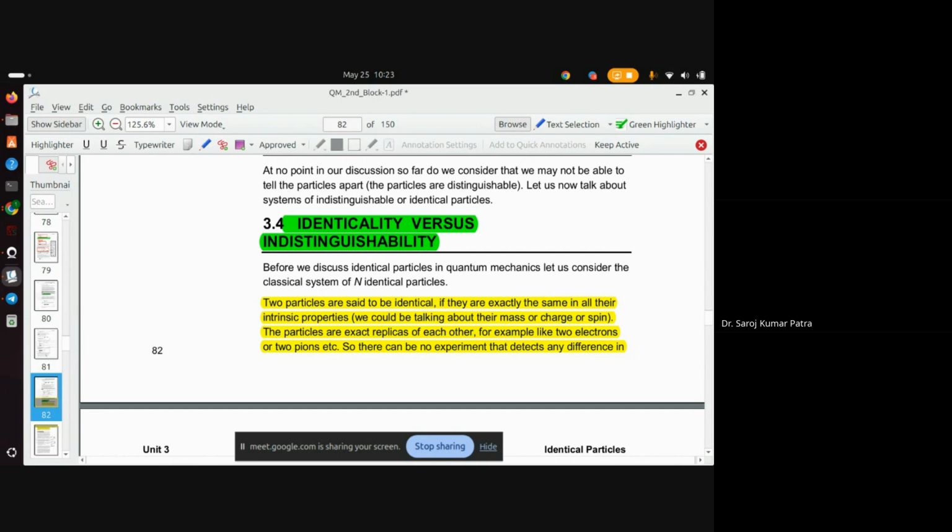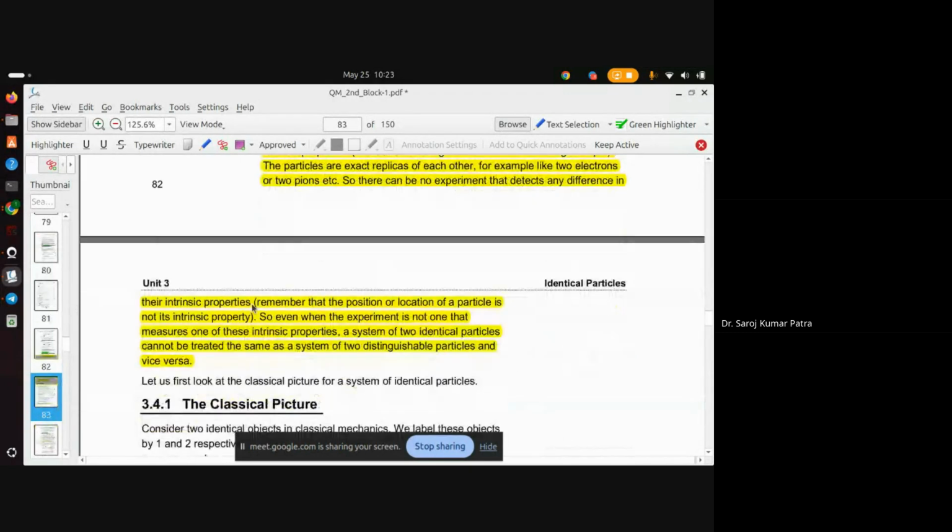You can see page number 82. Two particles are said to be identical if they are exactly the same in all their intrinsic properties. We could be talking about their mass, charge, or spin. The particles are exact replicas of each other, for example two electrons, two pions, and so on. So there can be no experiment that detects any difference in their intrinsic properties.